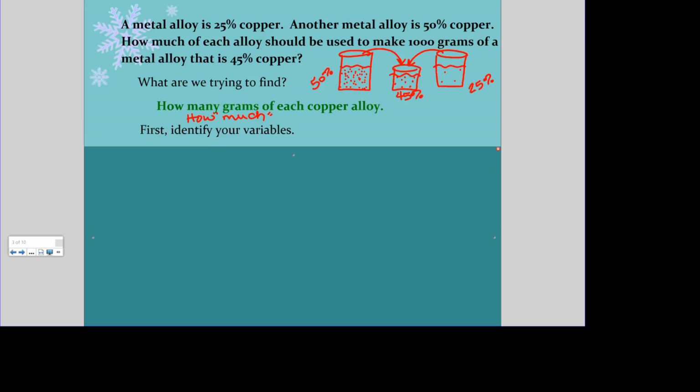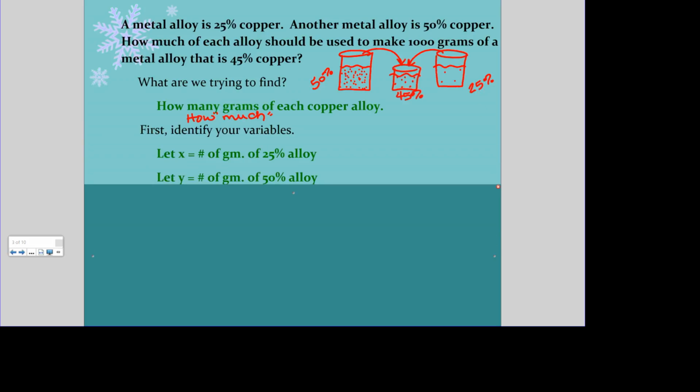So let's identify our variables. Let's name X as the number of grams of the 25% copper alloy and Y as the number of grams of the 50% copper alloy. Again, X and Y you can determine, but that's why we always identify variables first. I'm just choosing those there, okay? But we are looking for how much of each of those.